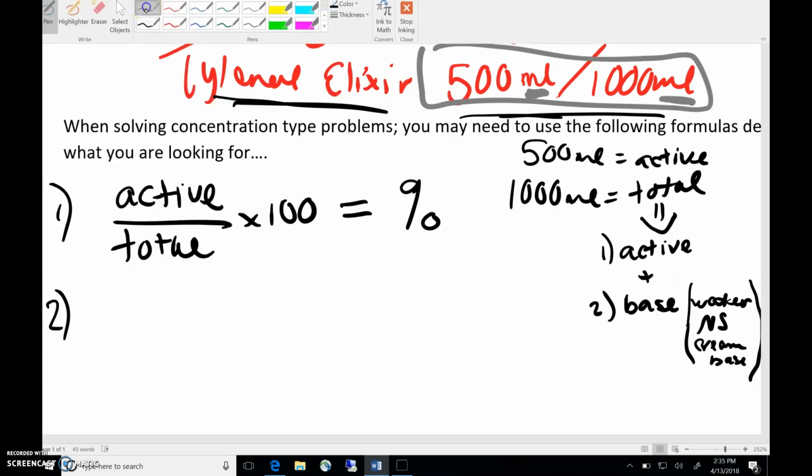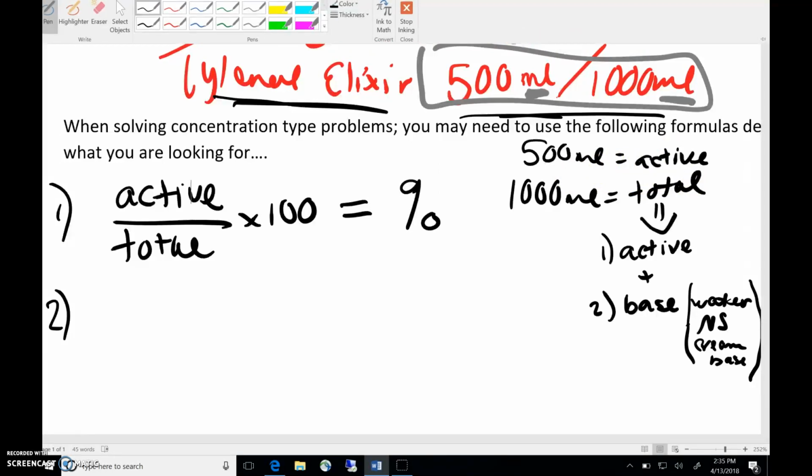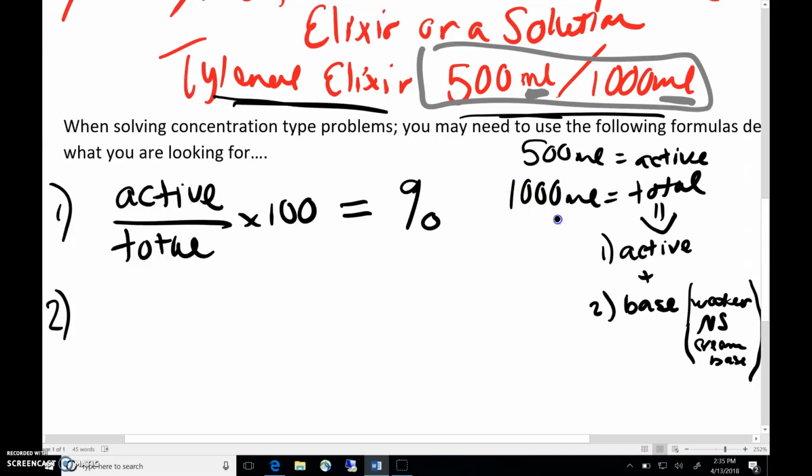This Tylenol elixir states that it is 500 milliliters to 1,000 milliliters. All right, which means that in detail, the 500 milliliters is the active, and the 1,000 milliliters is the total. When we say active, we're talking about the ingredients within the medication. The active ingredient is what is added to a base to medicate a medication.